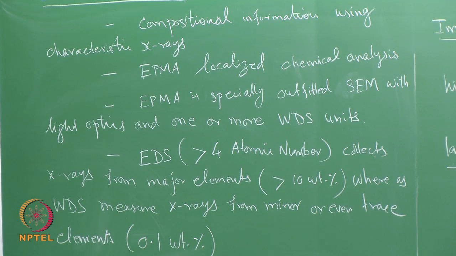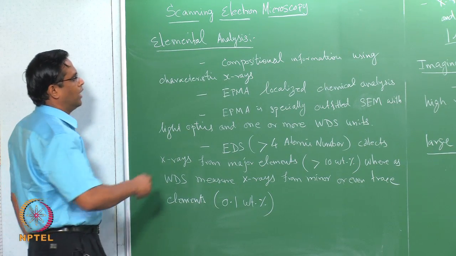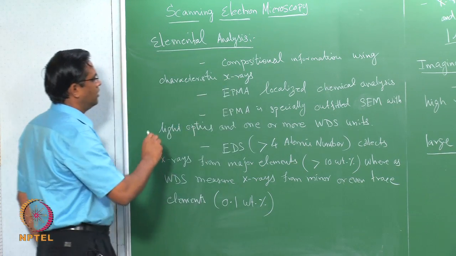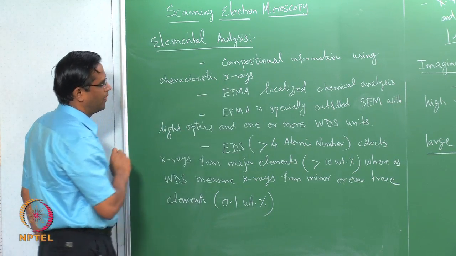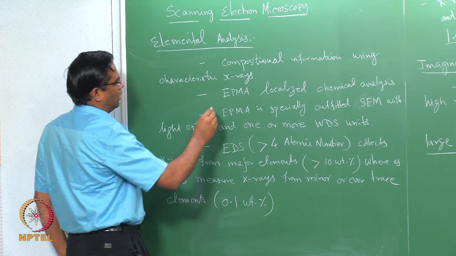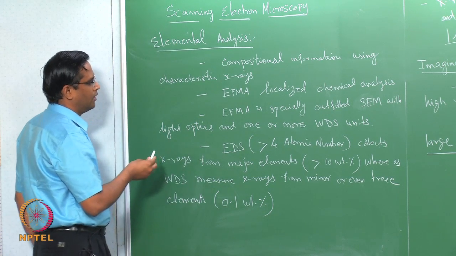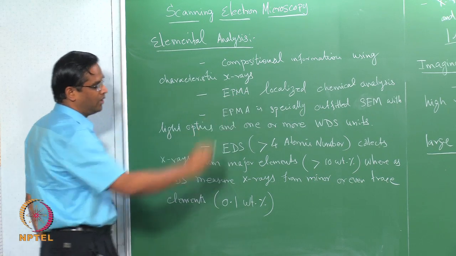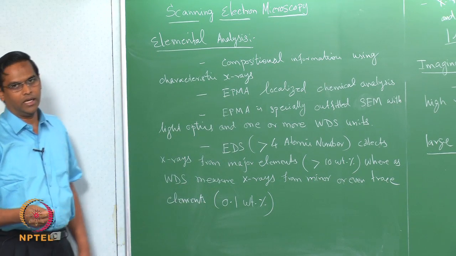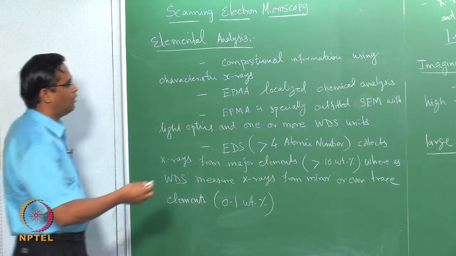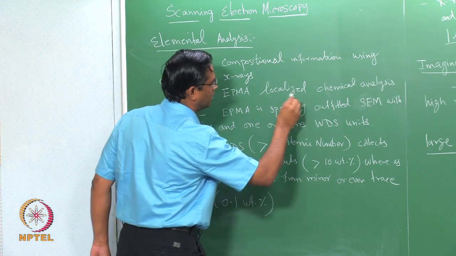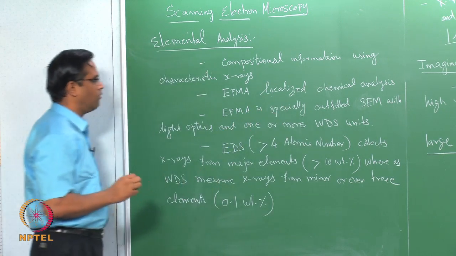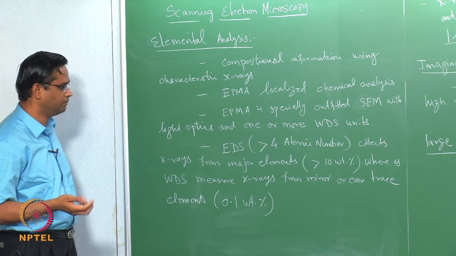So if you look at the elemental analysis capability of an SEM, you can get the complete compositional information using characteristic X-rays. The tool is generally referred to as electron probe micro analysis, EPMA, which can get the chemical composition from a very localized region and then provide a complete chemical analysis.